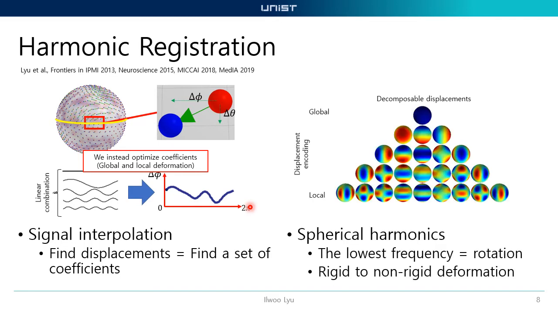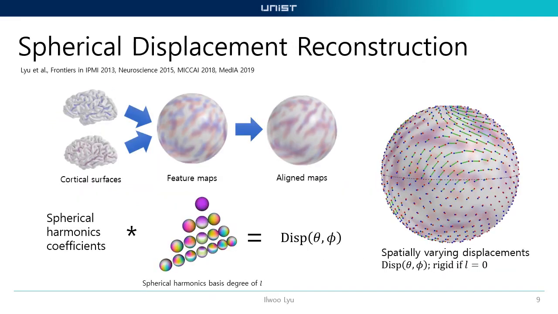And now we can extend this idea using spherical harmonics on the spherical domain. So pretty much the same idea. Instead of finding the coefficients in the Fourier transform, we can find all the frequencies in the spherical harmonics. This is equivalent to finding a rotation for the very lowest frequency basis. And by adding more and more frequency basis, then we can get a smoother and more localized displacement. Okay, so this is a summary slide.